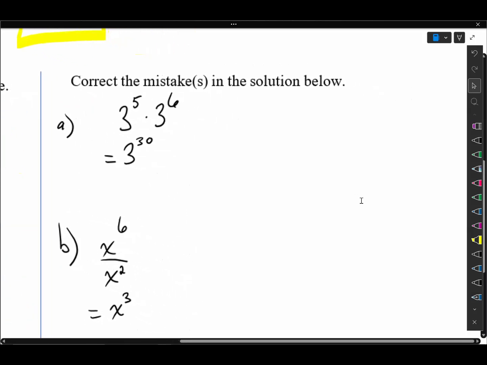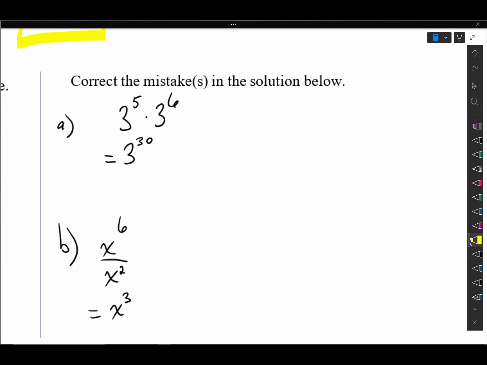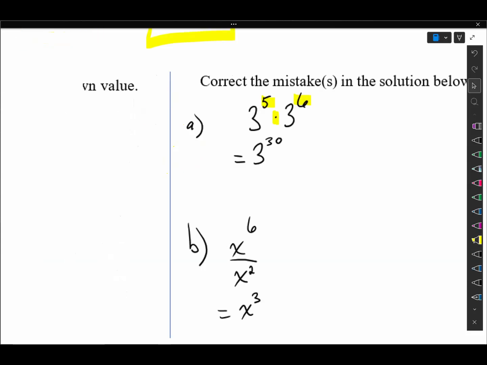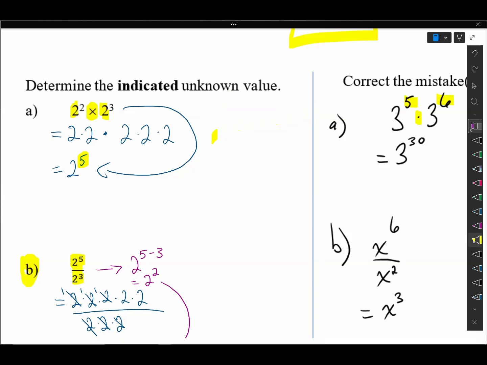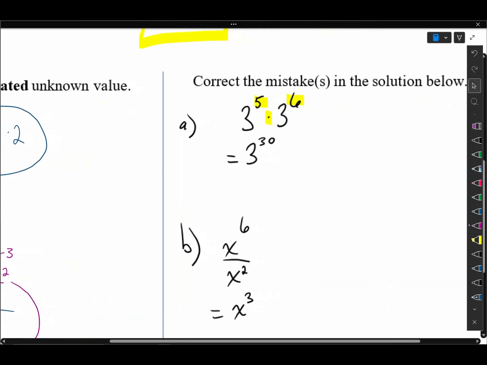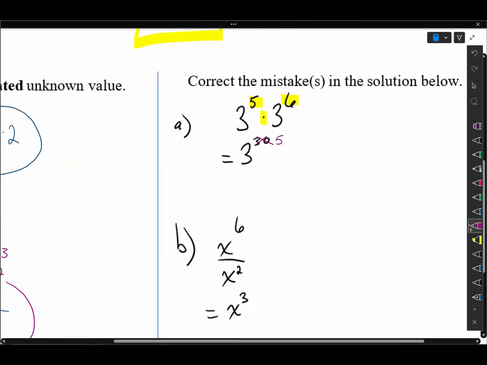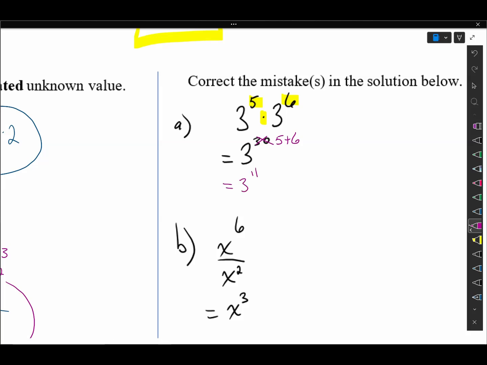Question A, the trap. This person who has attempted this problem understood the goal, and the goal was to end up with 1 power. Fantastic. They did that. They saw a multiplication in the middle, so they multiplied their powers. That's the trap. We've already practiced that if we are multiplying our powers, that means we're adding our exponents. So rather than having 3 to the exponent 30, we're looking to work with 3 to the exponent 5 plus 6. That is 3 to the exponent 11.